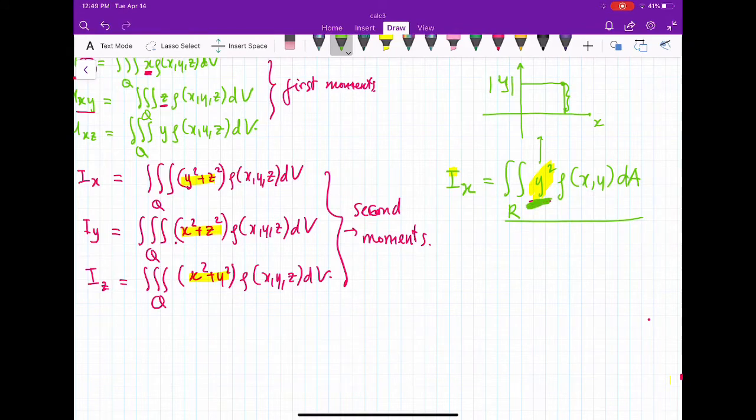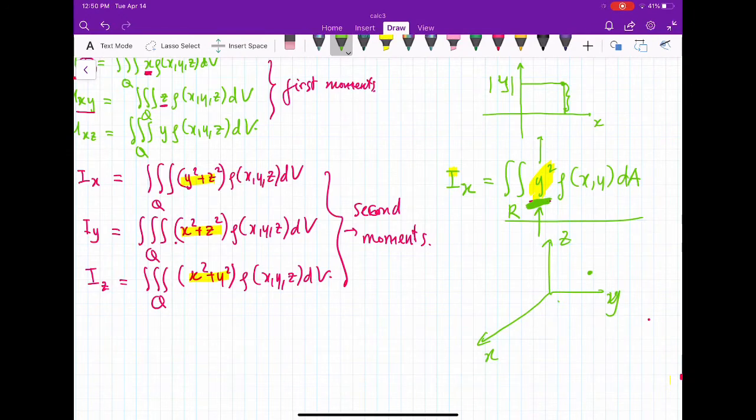Make sense? All right, now if you want to consider the second moment with respect to the x-axis in the three-dimensional case, you do almost the same thing. You have to multiply by the square of the distance from that point to the x-axis. So suppose this is x, this is y, this is z, and your point is somewhere in here, in space. You need to find the distance from this point to the x-axis.